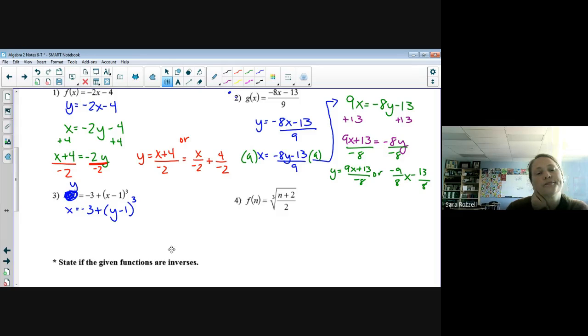Is that what's on your paper? Okay. Now let's see, we're trying to get y by itself. We got this cube. We can't get to that yet until the 3 is gone in the front. So we have a negative 3. How are we going to get rid of this minus 3? We're going to add it. So we'll add 3 to both sides. So x plus 3 is equal to y minus 1 cubed.